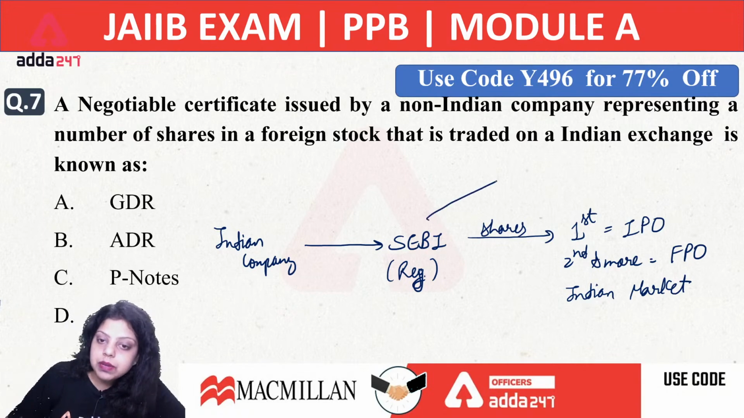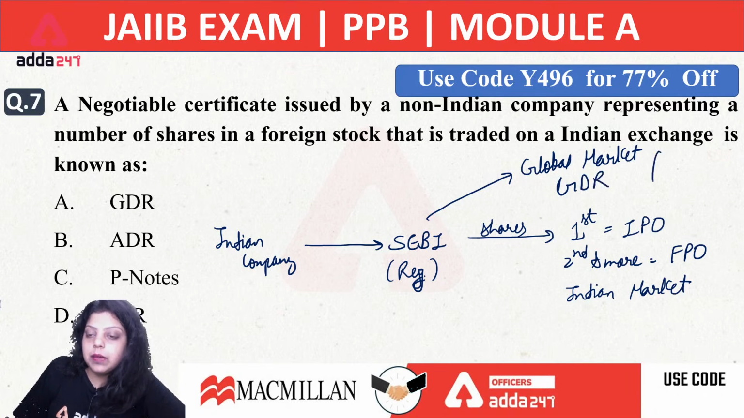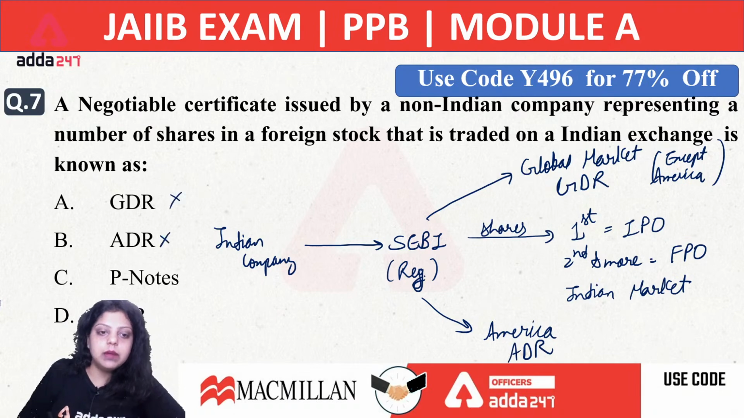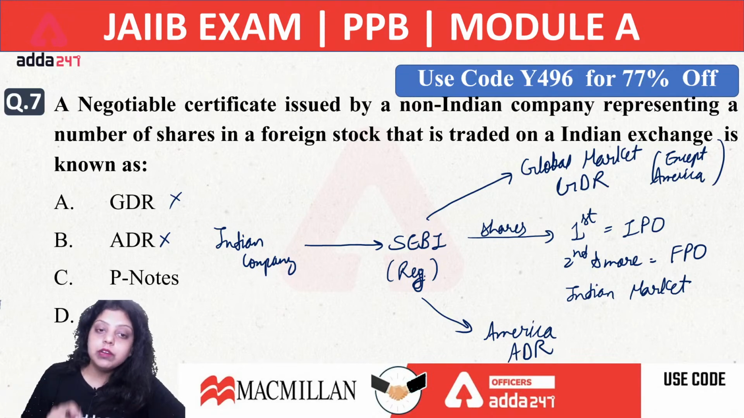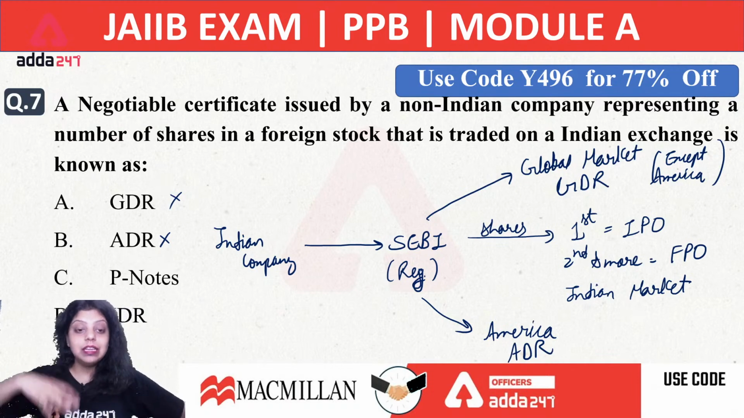When an Indian company wants to issue its shares in the global market, it is known as a GDR, except in America. When an Indian company wants to issue its shares in America, it will issue an ADR. So it can't be GDR or ADR here, because the question asks about a non-Indian company issuing its shares in the Indian stock exchange.